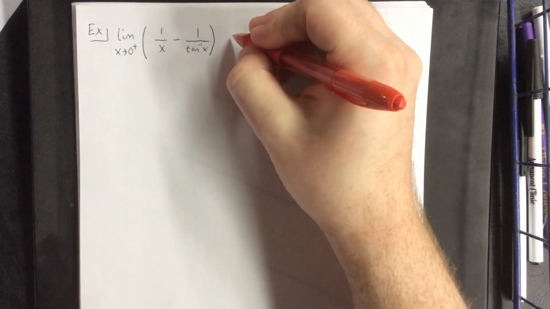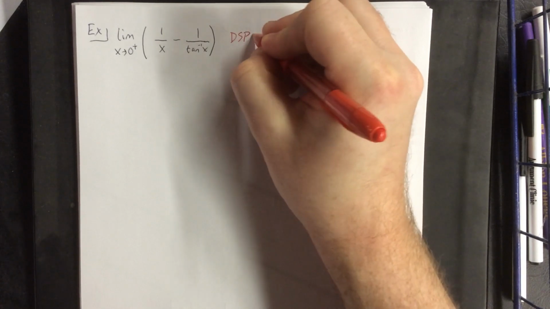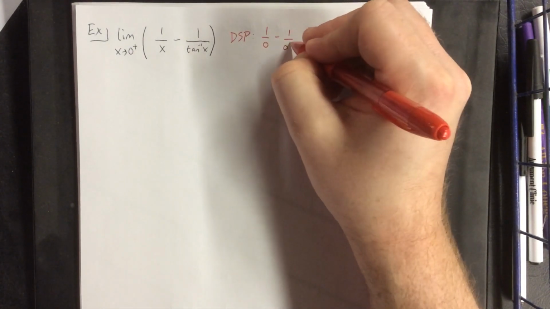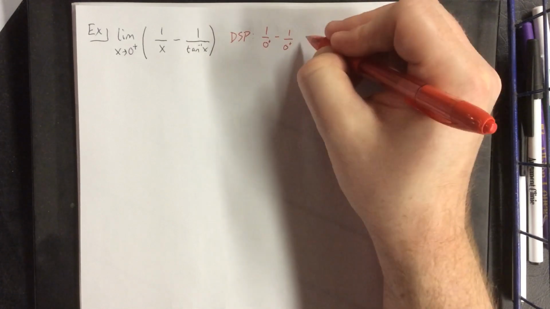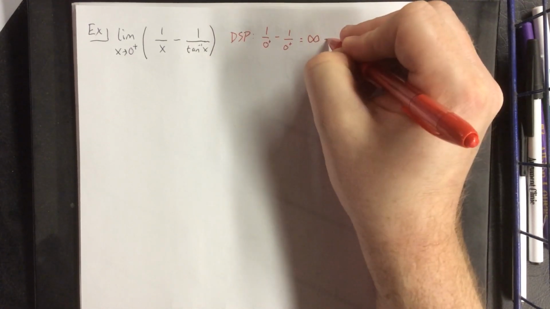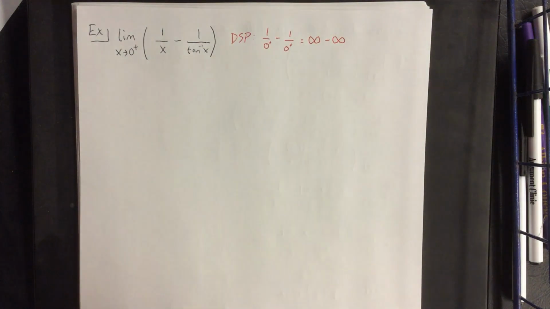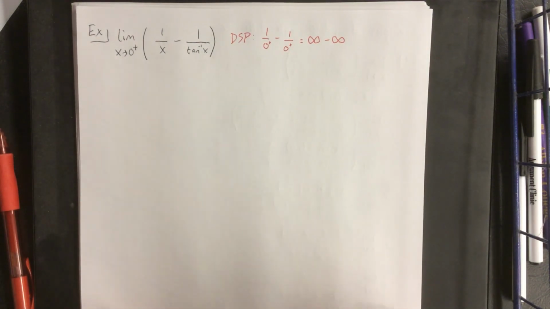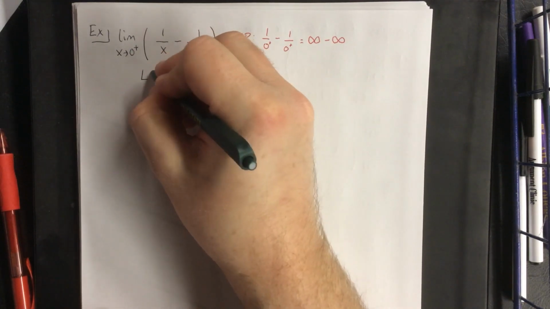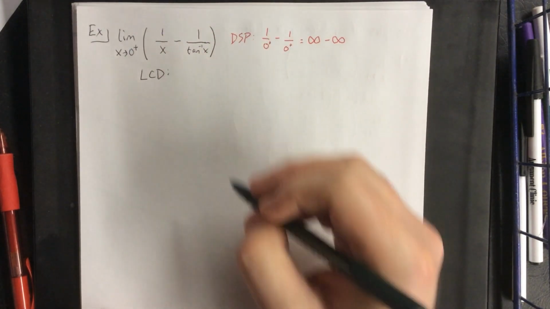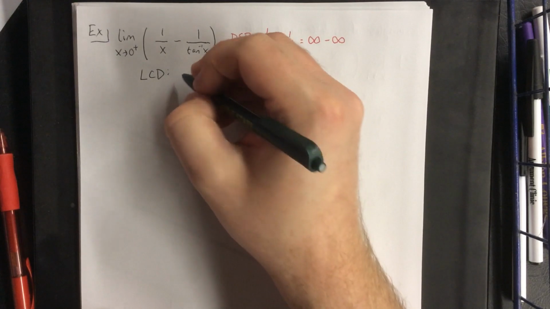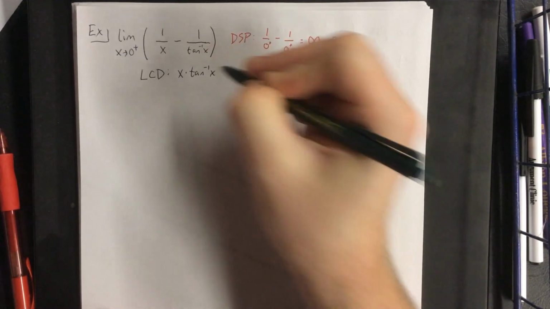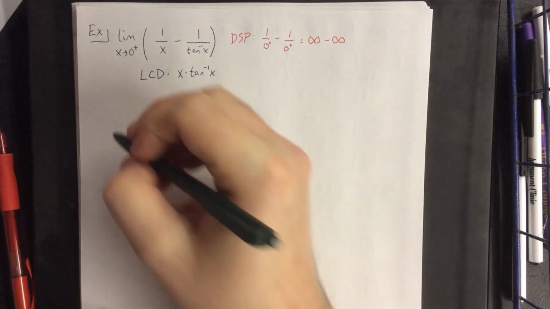So first things first, we'll start with the direct substitution property. We'll get 1 over 0 minus 1 over 0. Both of those zeros happen to be in the positive direction, so this will be positive infinity minus positive infinity. There's our indeterminate difference. So like we did on the previous problem, we are going to establish a lowest common denominator. That lowest common denominator is going to be, I see a denominator of x, and I see a denominator of arctangent of x. Multiplying those together will give us our lowest common denominator.